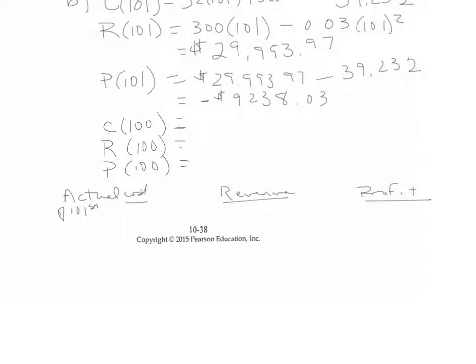So tell me, if you plugged in 100 into that cost function, what did you get back for the dollar amount? The total cost of making 100 units was, and I know it should be less than the $39,232, because that's how much it cost to make 101. So what'd you get?